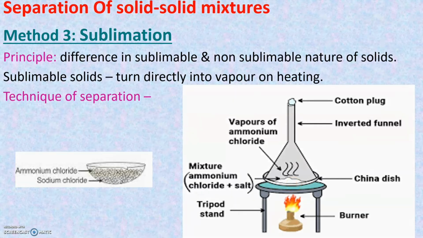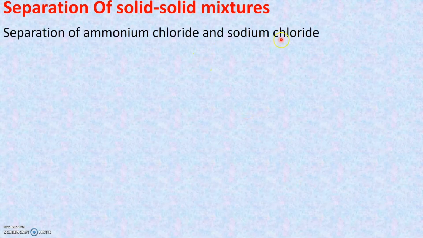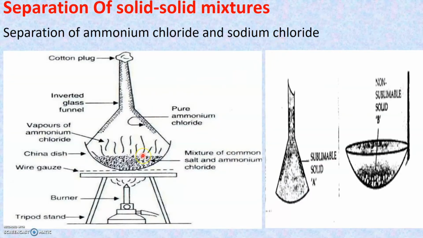Now, we will see the example of a mixture of ammonium chloride and sodium chloride. Now, let us see what happens when this mixture is heated. As this mixture of ammonium chloride and sodium chloride is heated, ammonium chloride, which is a sublimable solid here, will turn directly into vapors. And as these vapors go up this funnel, on cooling, these vapors will condense to form ammonium chloride solid. And these solids will get stuck to the inner walls of this funnel as you see here in this picture.